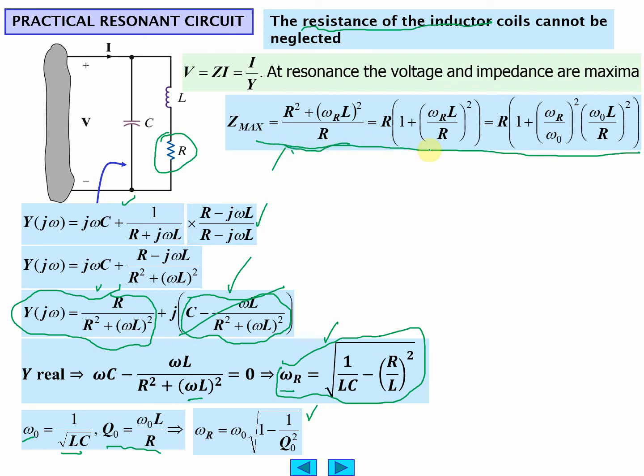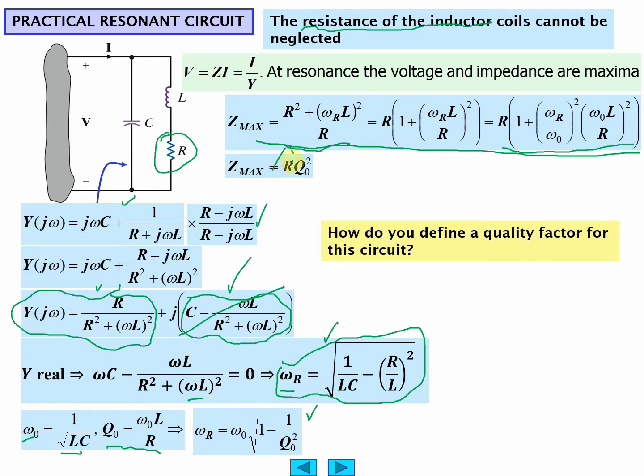So we find Z, we rearrange it a bit and express it in terms of omega R. Okay. So here we have Z max is R Q naught squared. Now, here's Q naught way down here. Is this the quality factor? That's kind of the question. Is that the quality factor?